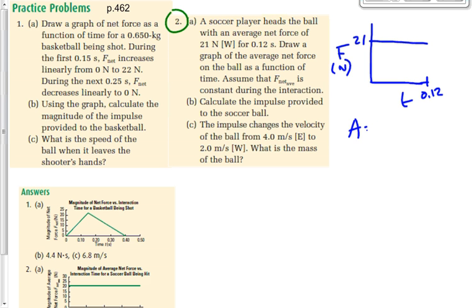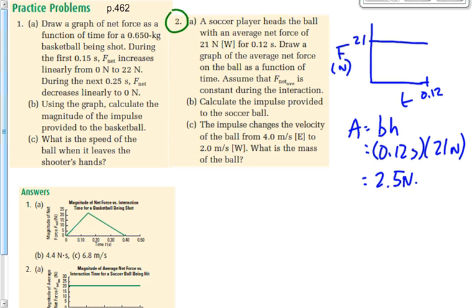Now, the area in this one is pretty easy to find. It's base times height. It's 0.12 seconds times a height of 21 newtons. When we calculate that, we should get a number that is equal to 2.5. What would the units be for this? Not newtons per second. Newtons times seconds, right? Newton seconds. Now, when we look at the data that I have there, 0.12 seconds times 21 newtons, it looks like it should be 2.5 seconds newtons.